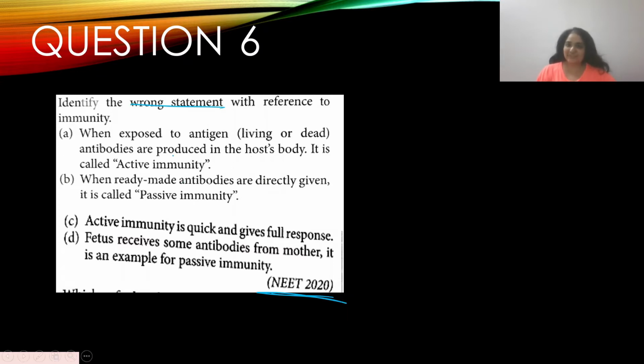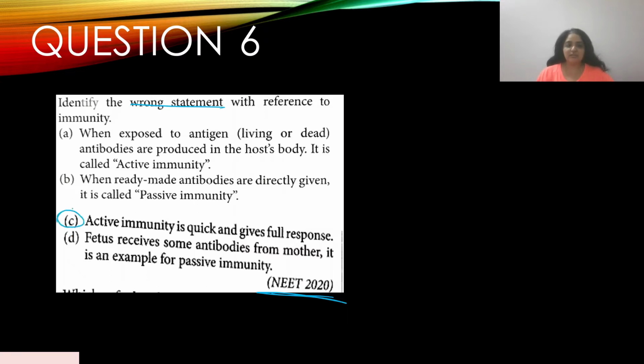Please make sure you read the question. It says wrong statement. Don't identify the correct statement, tick it and come back, and then you realize that you lost marks because of this. Option C, active immunity is quick and gives full response. No. D, fetus receives some antibodies from mother. It is an example of passive immunity. Yes, that's correct. So D is correct.